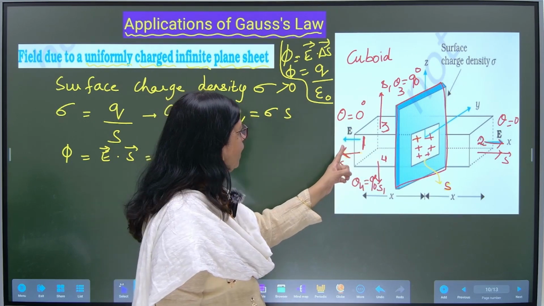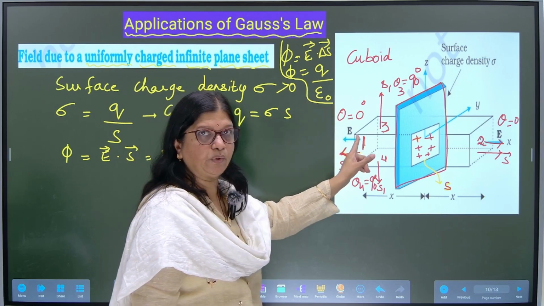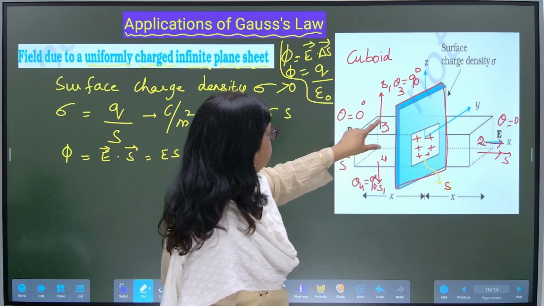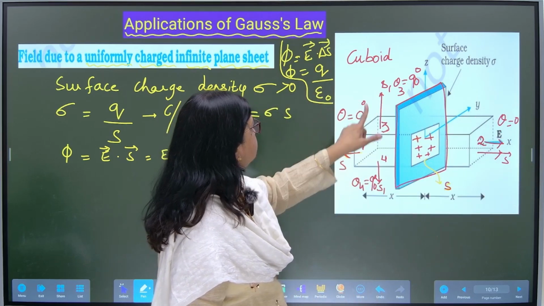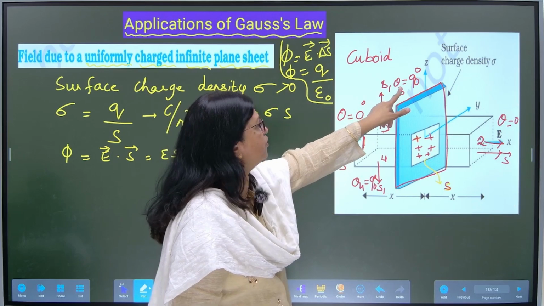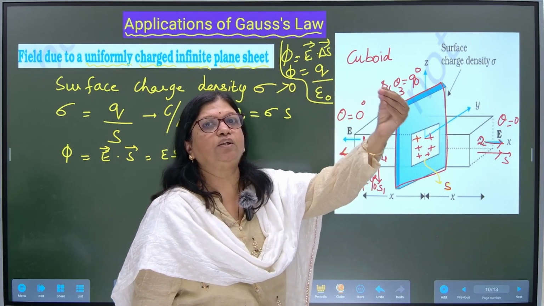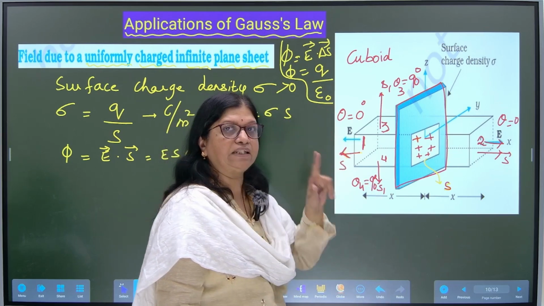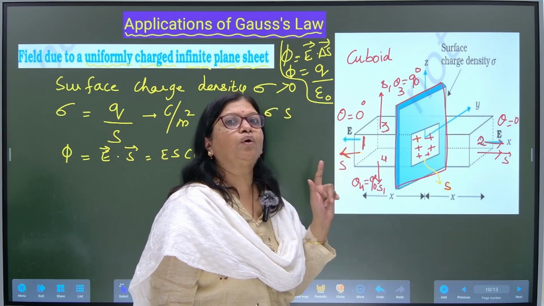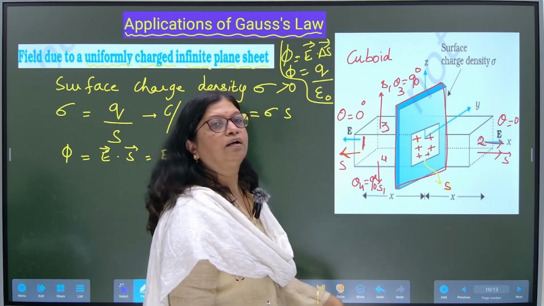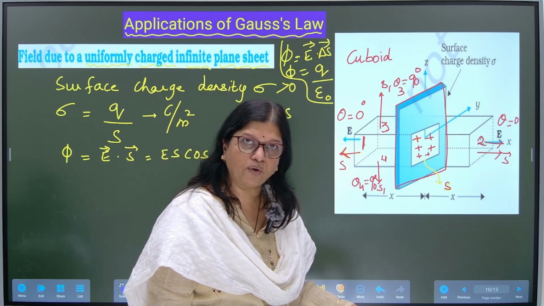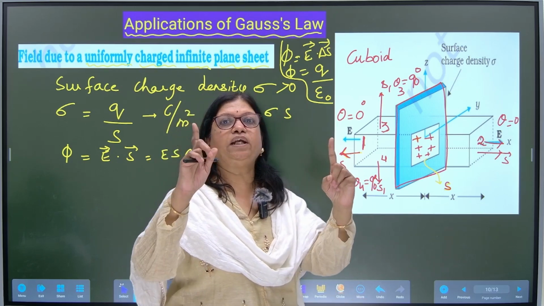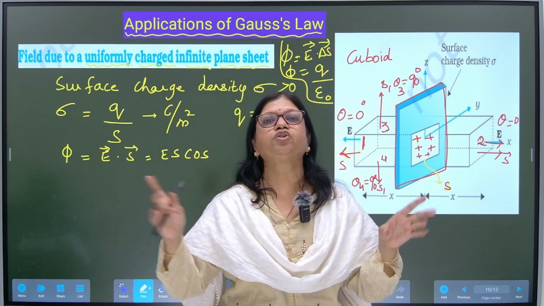Clear? For surface 1, the angle between E and S is 0 degrees. For surface 2, the angle between E and S is also 0 degrees. For surface 3, the angle between S1 and E is 90 degrees. Cos 90 is 0, so that flux need not be considered. For surface number 4, the angle between S1 and E is again 90 degrees, so cos 90 is 0, and for surface 4 also you can avoid writing the flux. So we have flux only through two surfaces, 1 and 2.